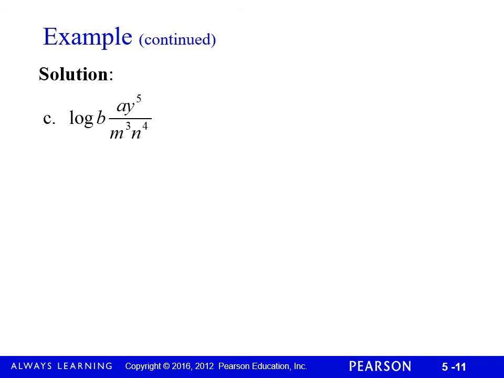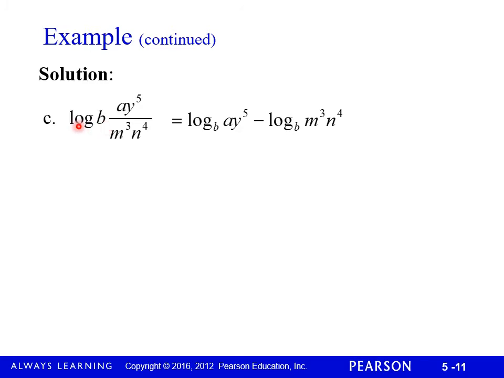Let's look at another one. Let's look at our final answer here. This is the log of b times a y to the fifth over m cubed n to the fourth. Okay? So I can go ahead and move this b into the numerator, which might help me a lot more. Oh, that was really confusing. My bad. This b here should be smaller.